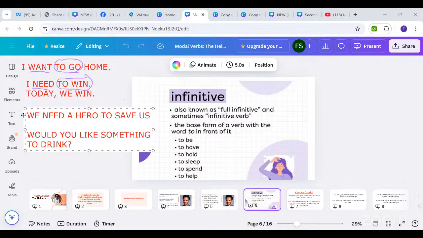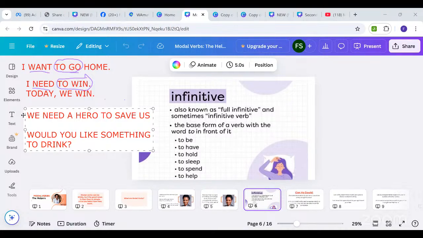Same with the infinitive: it can act as a noun or modify a noun. It can either act as a noun itself or it modifies a noun. Okay. Now, sometimes the infinitive can also be the subject of a sentence.